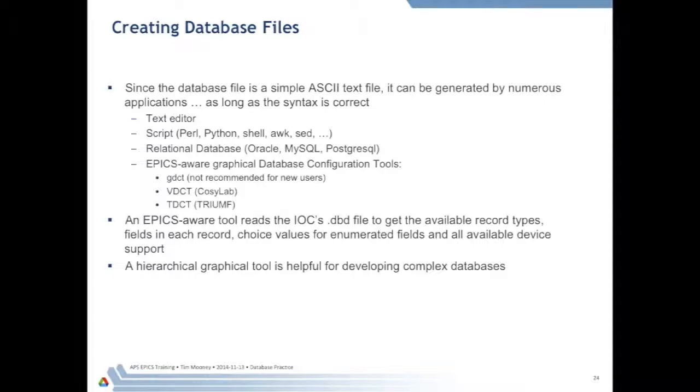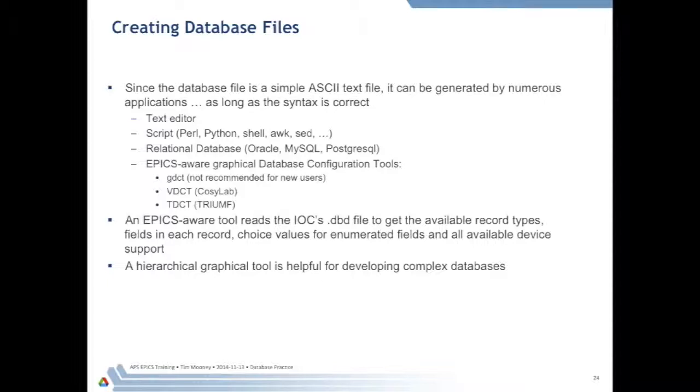You can write them with a script, and that's actually fairly common. It's pretty common for the machine because they've got 80 different instances of a magnet, and they all just differ in very slight ways. They're all the same kind of magnet. A lot of their database will be written by a script. You can pull information out of a relational database, and anything that you can do with a text file, you can write a text file in many different ways, right?